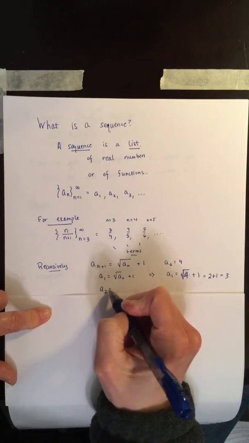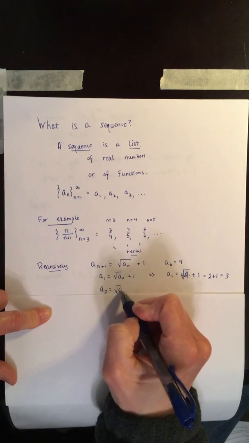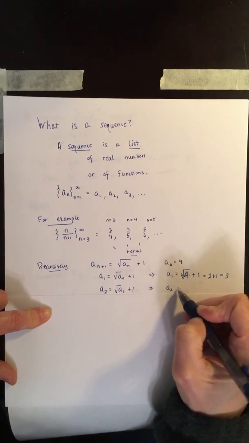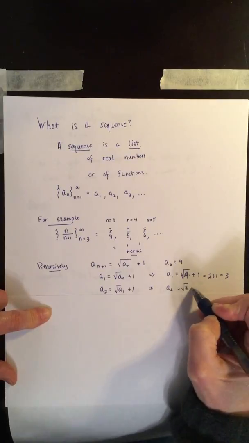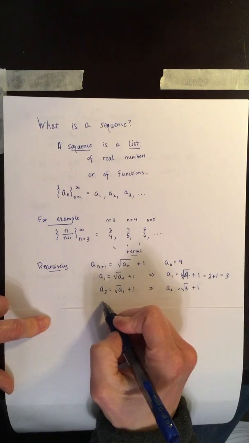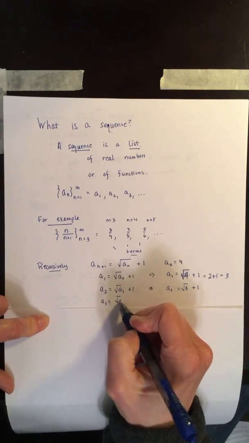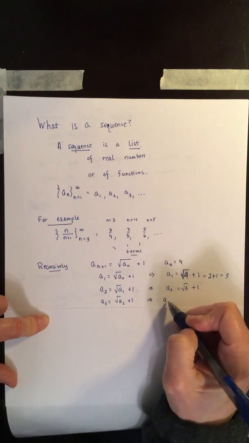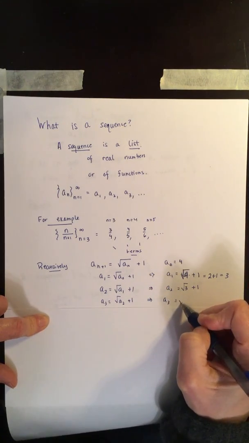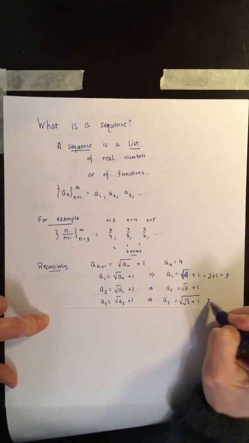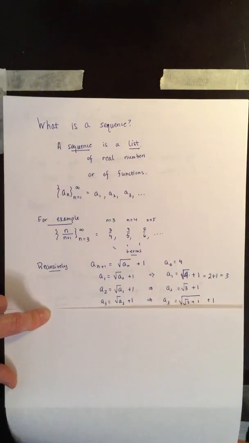A sub 2 would therefore be the square root of a sub 1 plus 1. So that would mean that a sub 2 is the square root of 3 plus 1. A sub 3 would be the square root of a sub 2 plus 1. So that means that a sub 3 would be the square root of the square root of 3 plus 1, plus 1. And that pattern would continue.